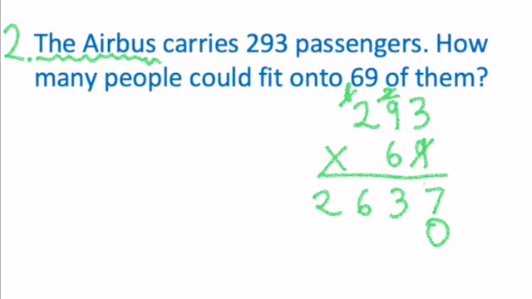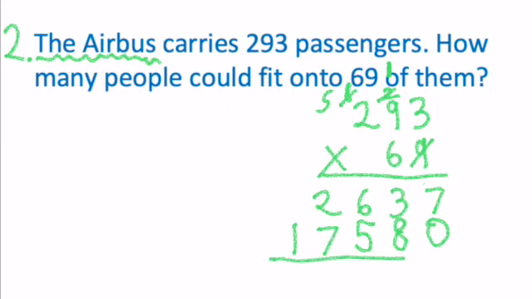So 6 times 3 is 18. So the 8 here, the 1, that one's above the 9. Again, I've not left enough space. 6 times 9 is 54, plus 1 is 55. 5 there, carry that 5. 6 times 2 is 12, plus 5 is 17.